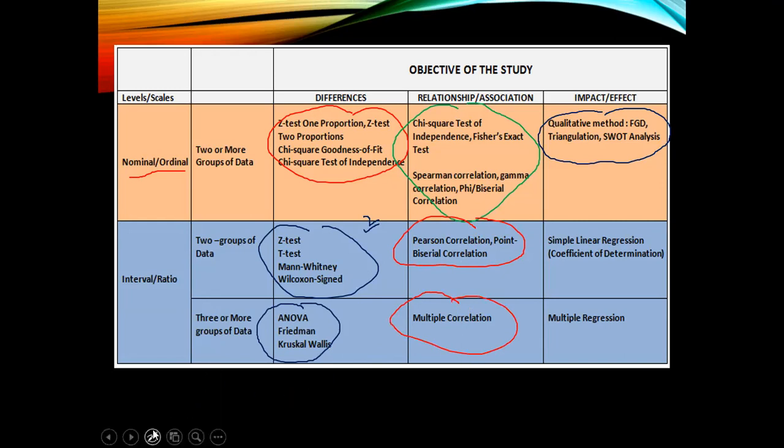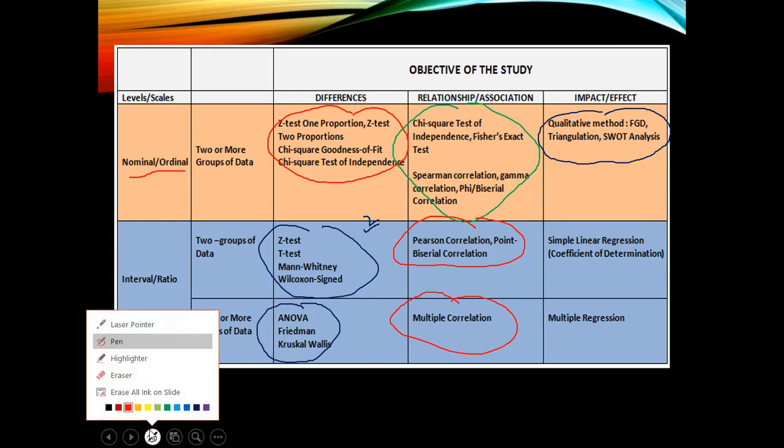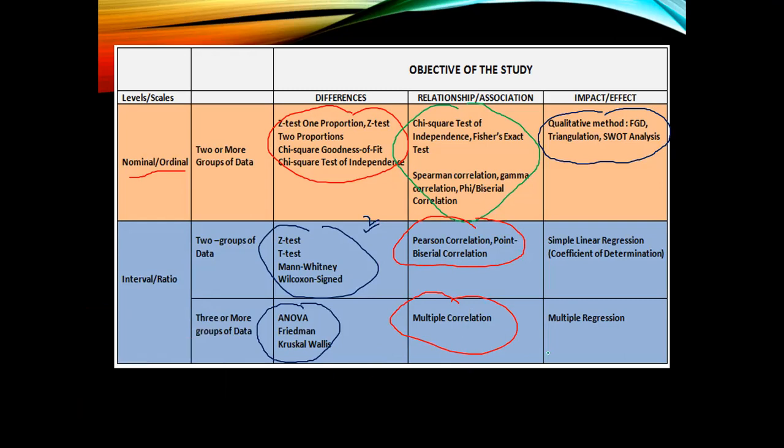Okay? And then if the objective of our study is to determine impact, okay, or effect. So we use, for two groups of data, we use simple linear regression. Pag marami na pong data, we use multiple regression. Ayan. So these are the basis of deciding, one of the basis of deciding the appropriate statistical test to be used.